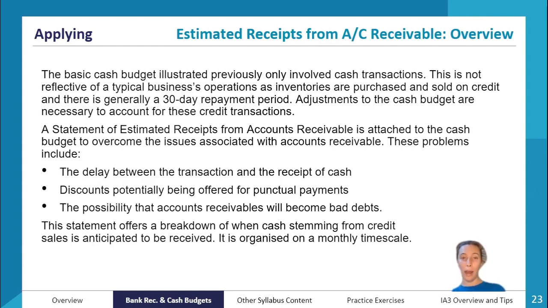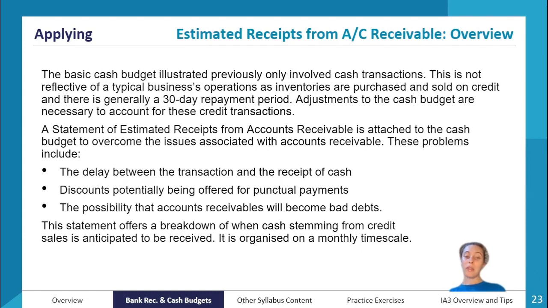It is a complicating factor having credit offered as well as cash because you're relying on people reimbursing you for the money that they owe you. So some problems: the delay between the transaction, so the actual purchase, and then the receipt of the cash that is owed. The discounts potentially being offered for on-time or early payments, and the possibility that accounts receivables will become bad debts, which means that they're not going to pay what they owe the business.